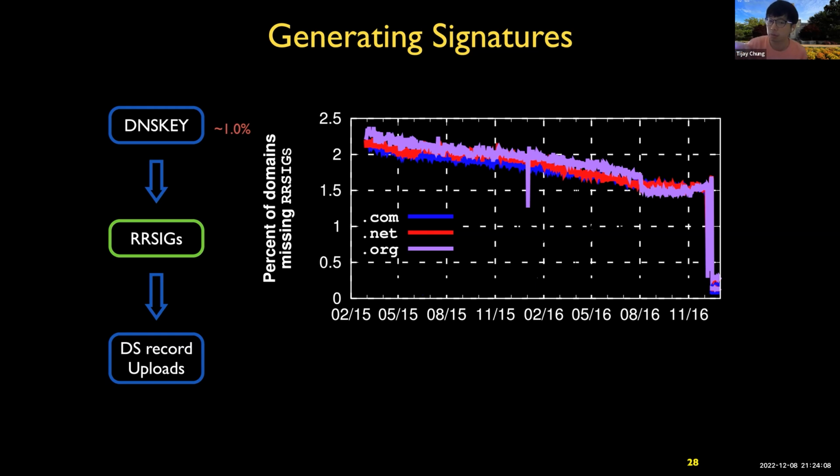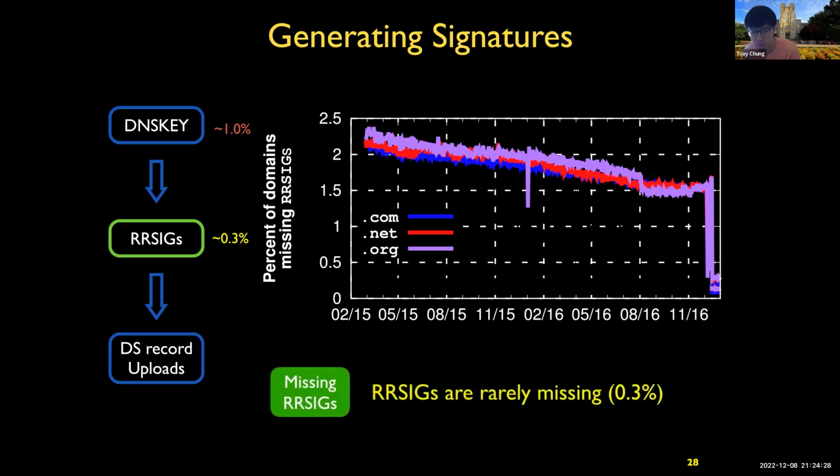There is a sharp drop near December. This is because one large hosting provider that manages billions of domain names, for some reason forgot to generate a signature, but after that they started to do so, which caused the significant drop. So signatures are rarely missing.